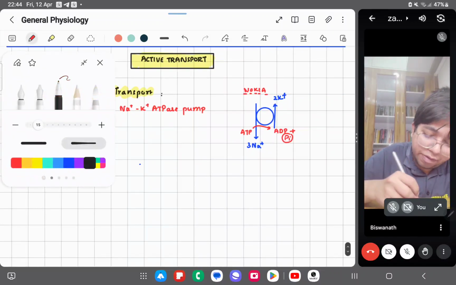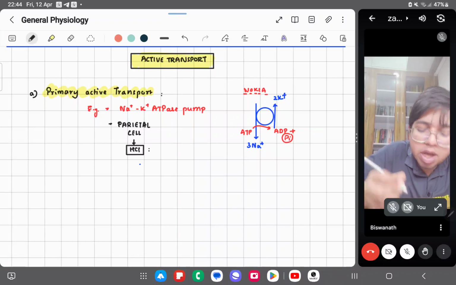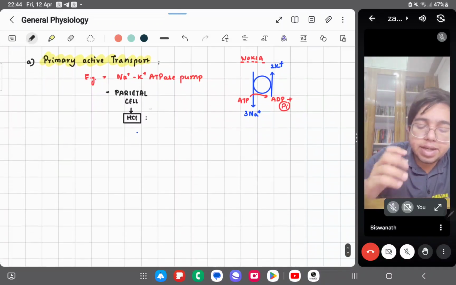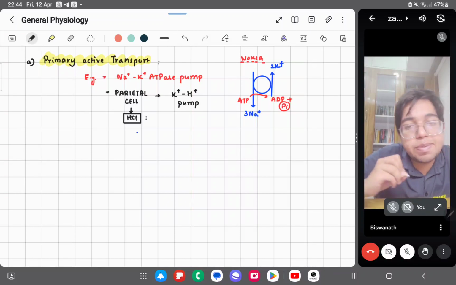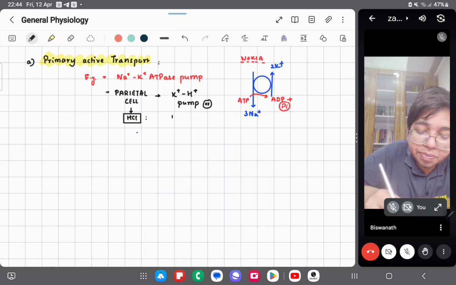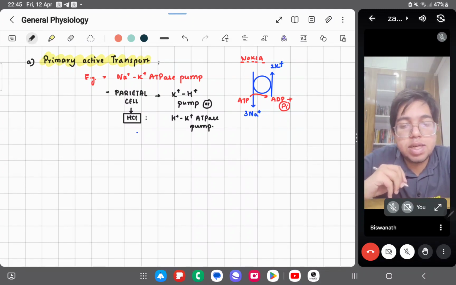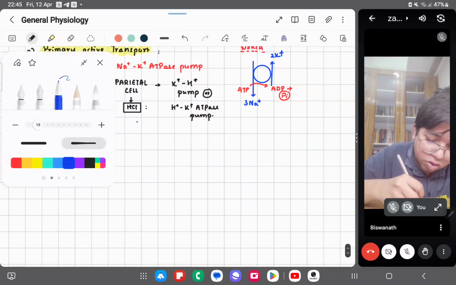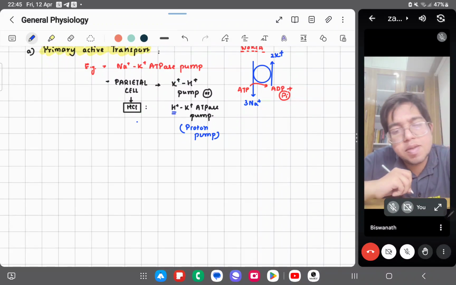And there is the parietal cell in the stomach which secretes HCl. We'll read in gastric physiology that there is a pump in the parietal cell called the K plus H plus pump, or H plus K plus pump, or H plus K plus ATPase pump. It's like Vishwanath Tripathi and Vishwanath being the same. This pump is also called the proton pump, because H plus is involved. H plus is called proton, right?